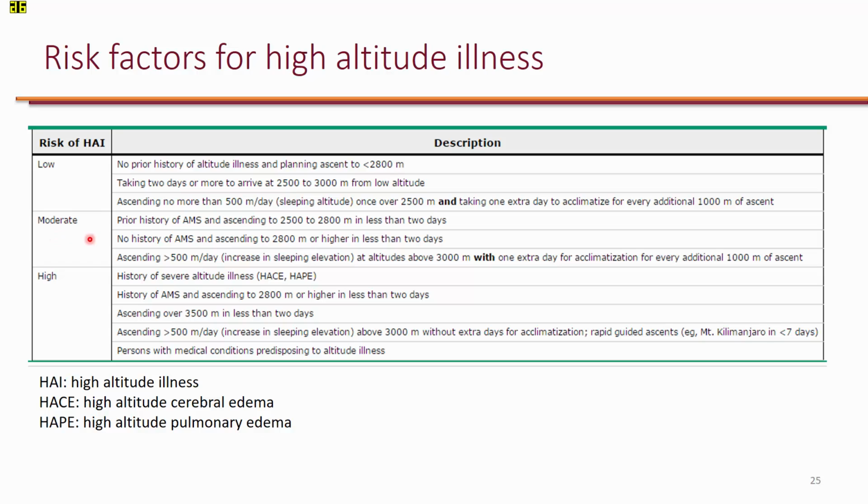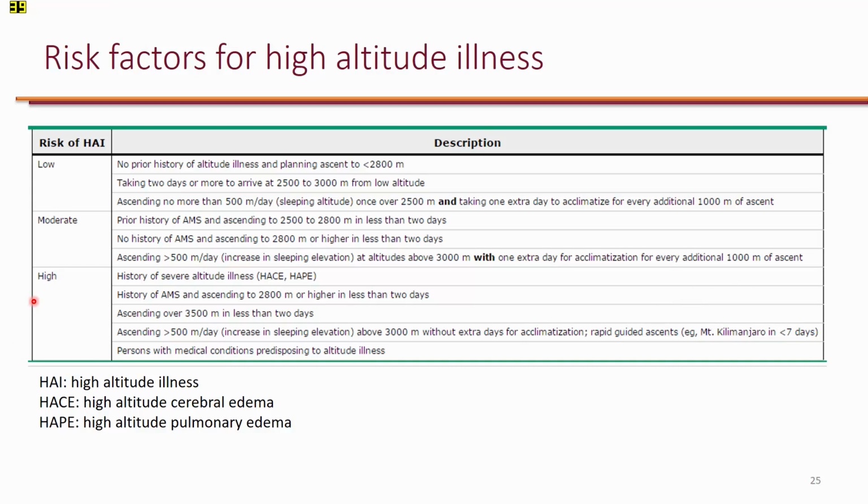Moderate risk is prior history of acute mountain sickness and ascending to 2,500 to 2,800 meters in less than 2 days. Also, no history of AMS and ascending to 2,800 or higher in less than 2 days, or ascending more than 500 meters per day, increasing sleeping elevation at altitudes above 300 meters with 1 extra day for acclimatization for every additional 1,000 meters of ascent.